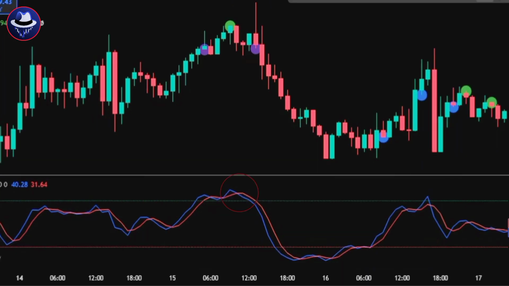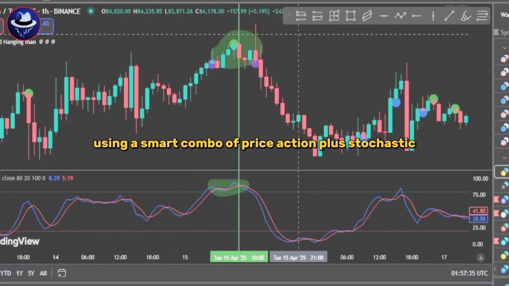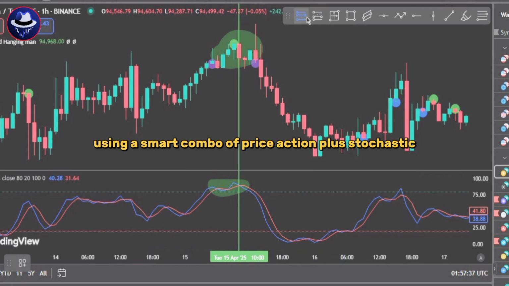Then the blue line crosses below the red line, confirming a sell signal. And the fact that we got a shooting star candle right after makes the setup even stronger. So we open our sell trade right after the shooting star and set the stop loss just above that candle. Boom! You've got a clean, high-probability trade using a smart combo of price action plus stochastic.